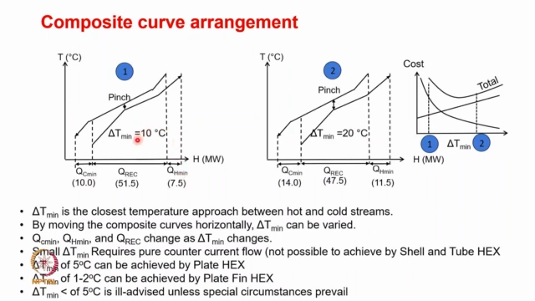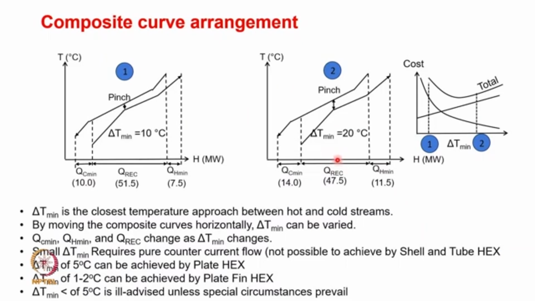This would of course vary if you change the delta T minimum. If the delta T minimum is 20 degrees C, you see that the curves would be further separated, and you can see the coverage becomes less. As a result, the heat that is recovered, Q recovered, will also be less. Fine.